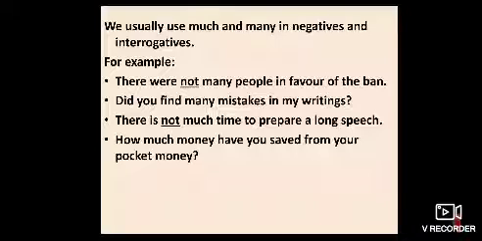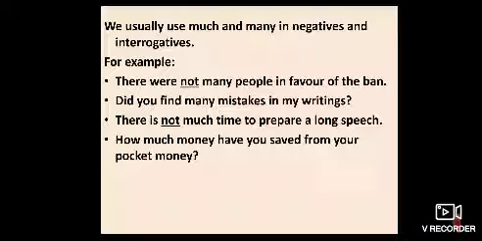In the following examples, you can see that negative and interrogative sentences are given, and much and many are used here. There were not many people in favor of the ban. Now here you can see that this is a negative sentence and many is used. But you have to remember where to use many and where to use much. Many is used with countable nouns. Here people is countable, so many is used. Did you find many mistakes in my writing? This is an interrogative sentence and you can see that many is used.